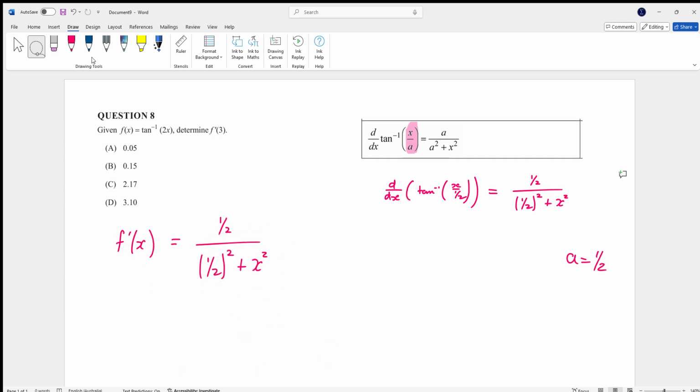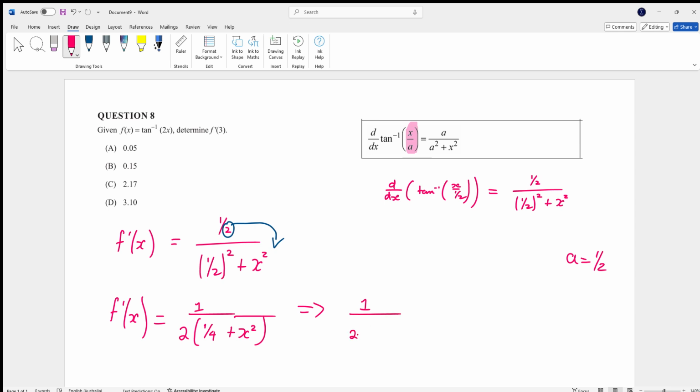Alright, what I would do before we do anything is tidy this thing up. So this 2 can go down the bottom there, because if we're going a half times by something, you can move that 2 down the bottom. So in this case, you have f dash of x equals 1 over 2 times by this entire expression. Now a half squared is going to turn into a quarter. So then you've got plus x squared there as well. So this will turn into 1 over 2 times by a quarter plus 2x squared. So in this case, that's going to turn into 1 over 2 over 4 plus 2x squared.